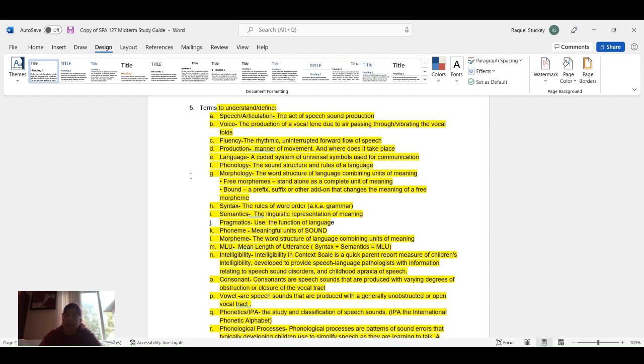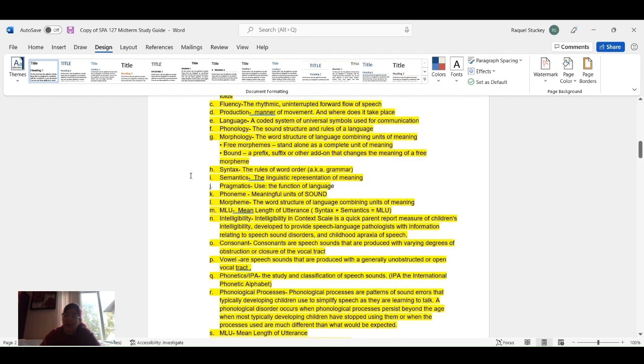Word structure of language, combining units of meaning, like word structure rules: morphology. Stand alone as a complete unit of meaning: free morphemes. A prefix, suffix, or other add-on that changes the meaning of a free morpheme: bound.